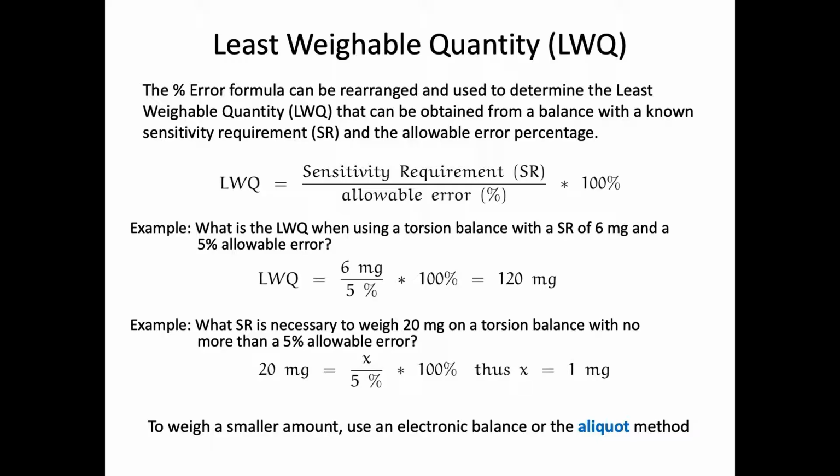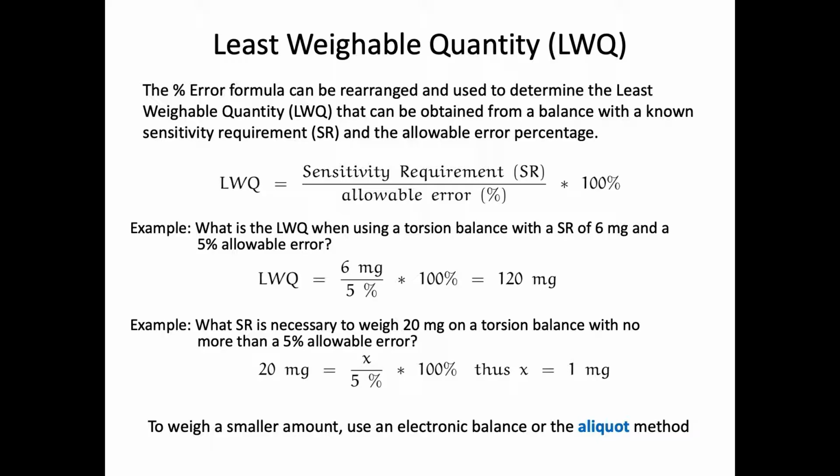Let's do the next example. It says, what sensitivity requirement is necessary to weigh a very small amount, only 20 milligrams on a torsion balance with no more than a 5% error? So again, how sensitive would the balance have to be to weigh 20 milligrams? All right. So in this case, if we use the formula, what do we know? We know that our least weighable quantity is 20 milligrams, and we know our allowable error is 5%.